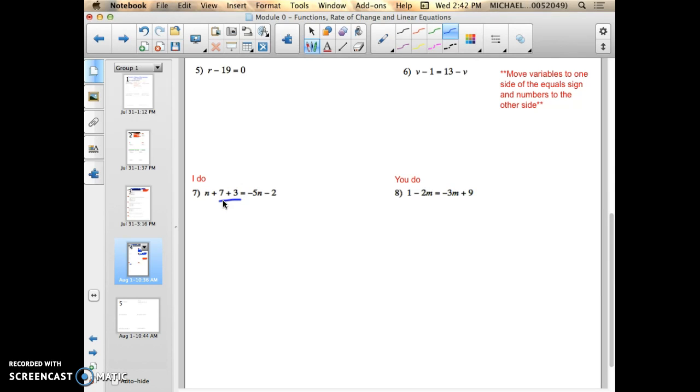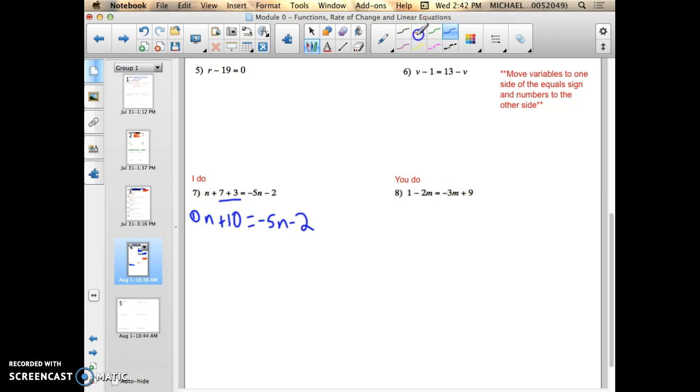So I have my first step. I'm going to rewrite everything. n, 7 plus 3 is 10. So now I have n plus 10 equals negative 5n minus 2. Now that there's a variable and a number on the left side and a variable and a number on the right side, I can go ahead and start moving things around.